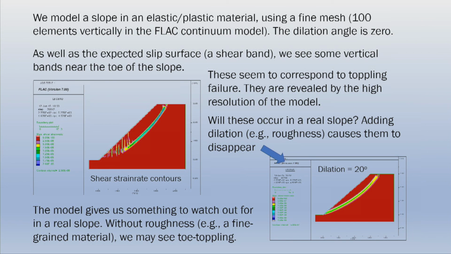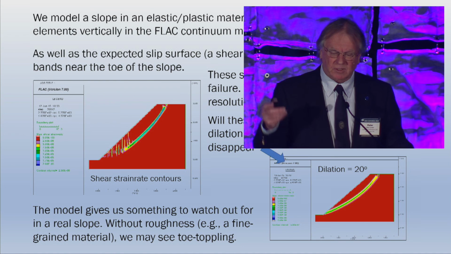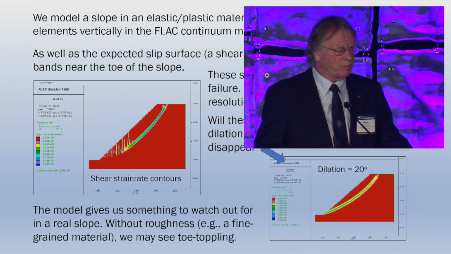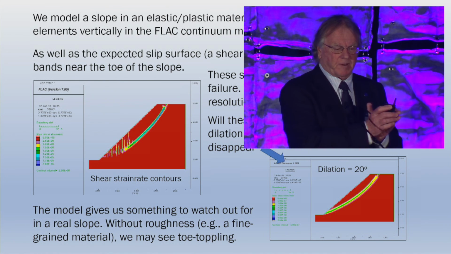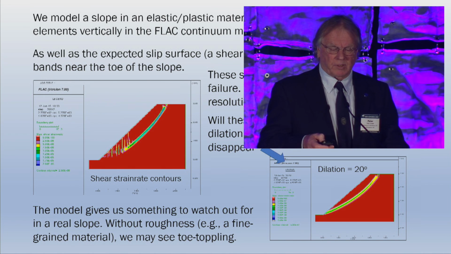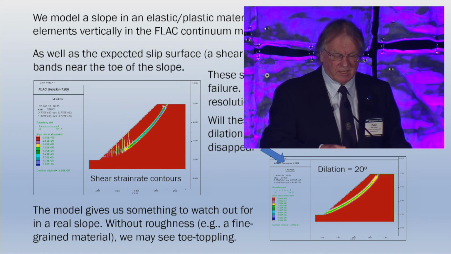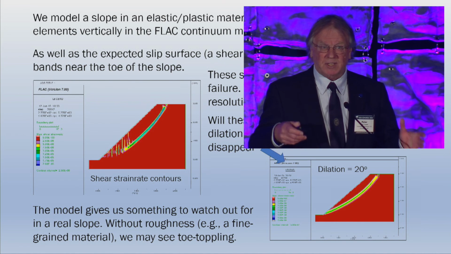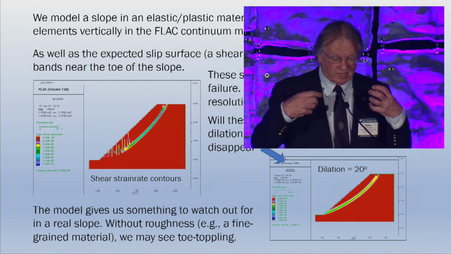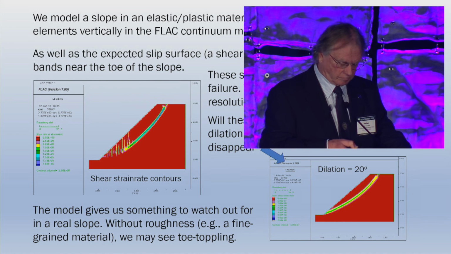Well, if we keep the friction angle the same, but add dilation, then these things go away. We get the expected shear band. But this is an interesting exercise because it gives us something to look out for in a real slope. We might imagine a slope in a very fine-grained material which doesn't have much dilation, whereas it would be suppressed in a material with a blocky rock structure.